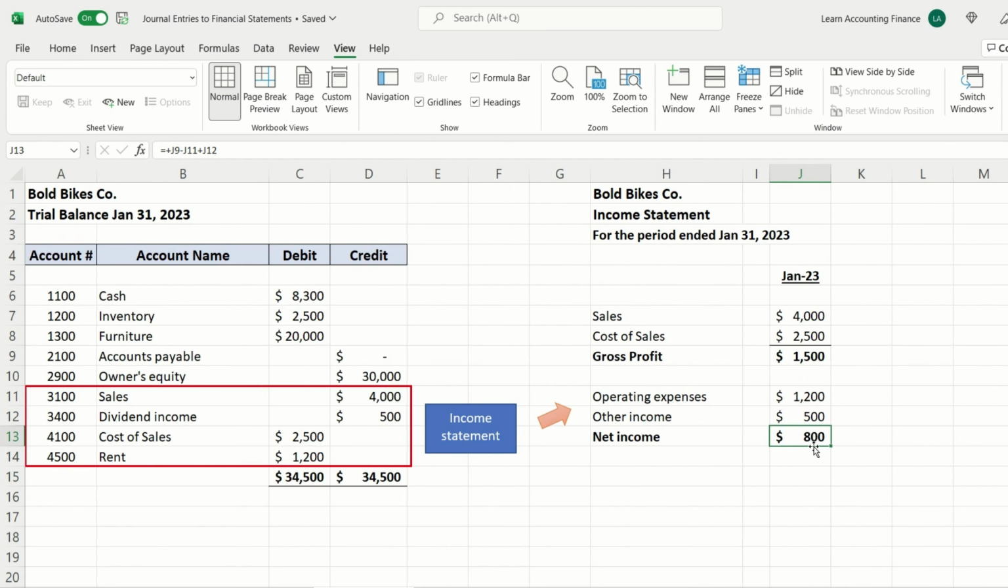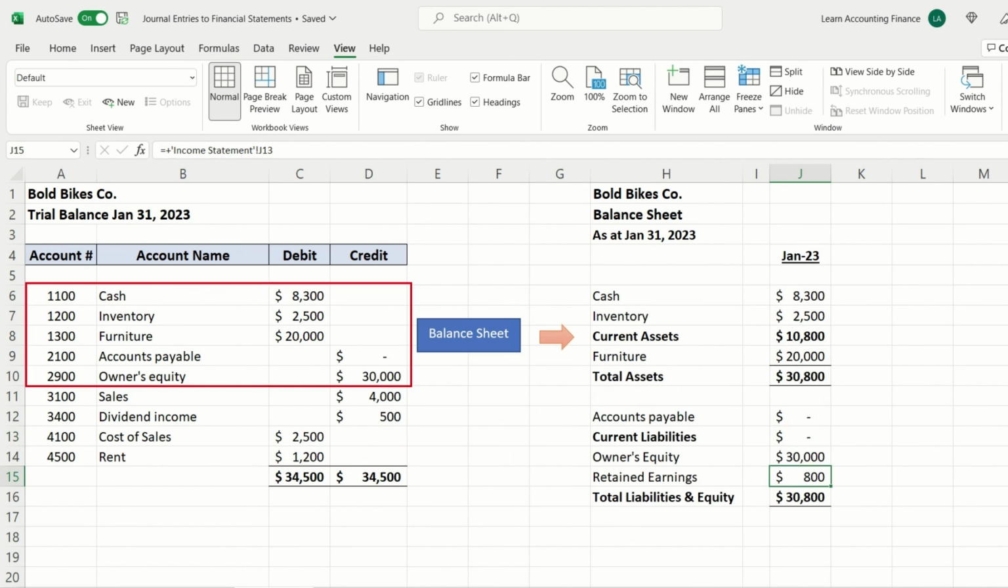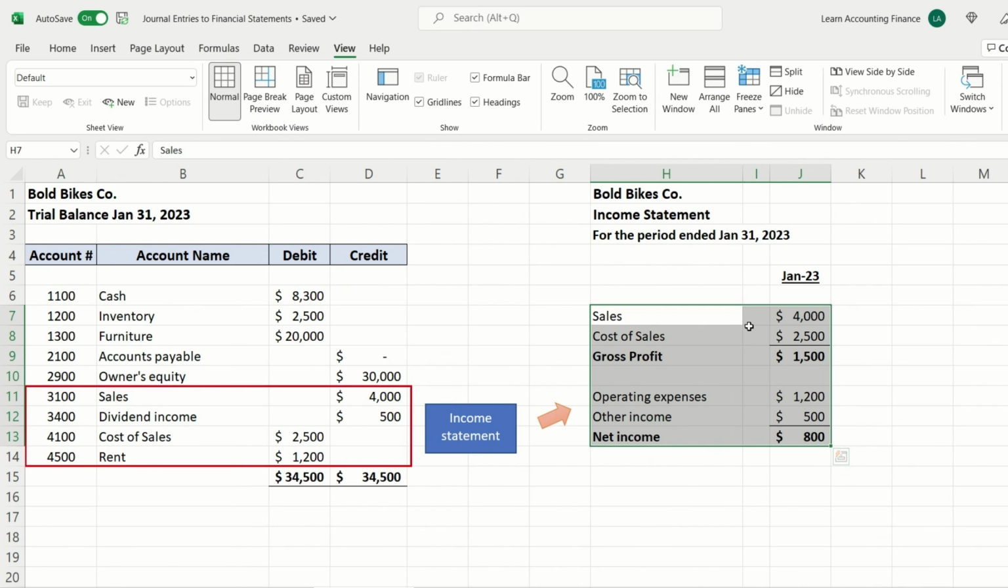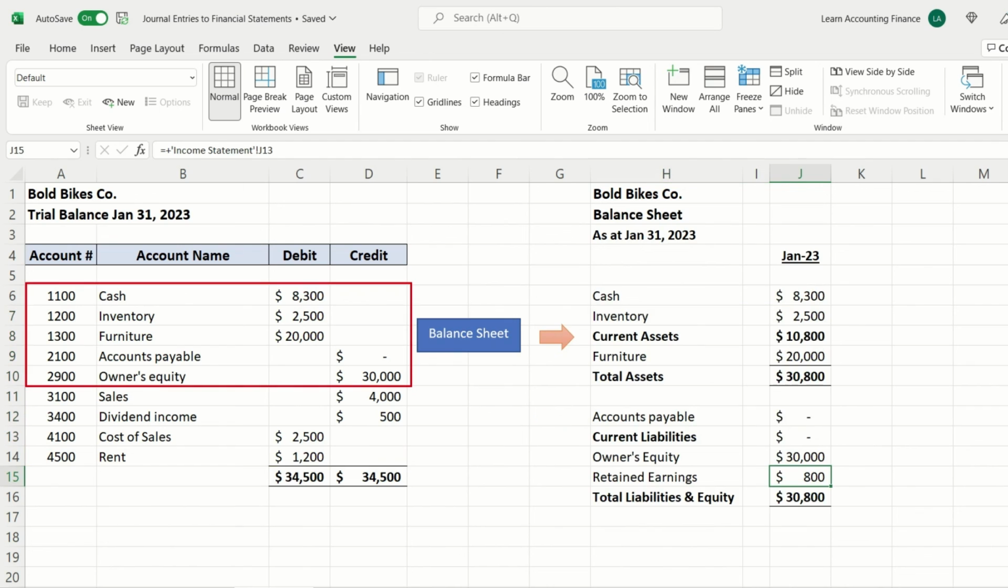And this $800 of net income will be reflected in the balance sheet as retained earnings. At the end of the year, all the income statement accounts are settled and turned to zero, and that balance is transferred to the balance sheet in the retained earnings account.